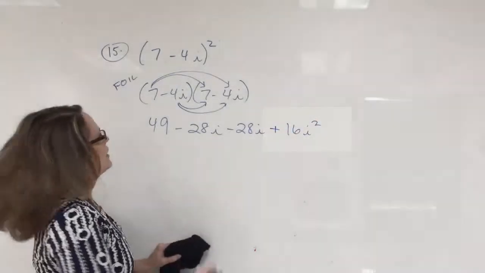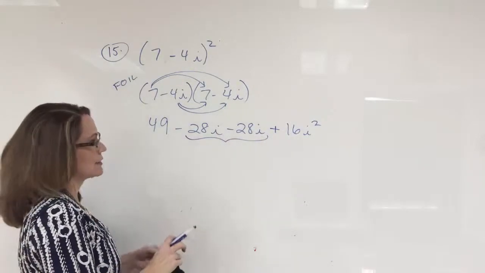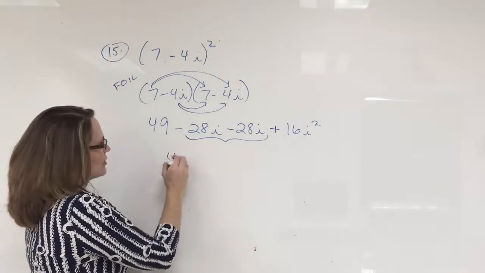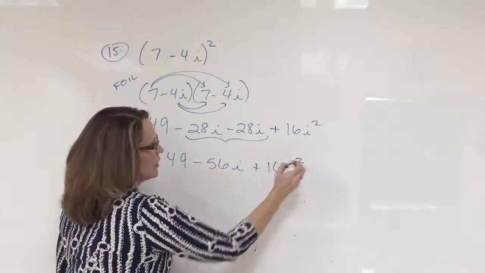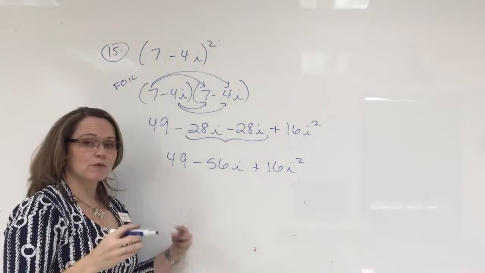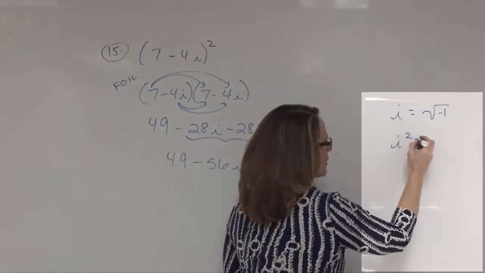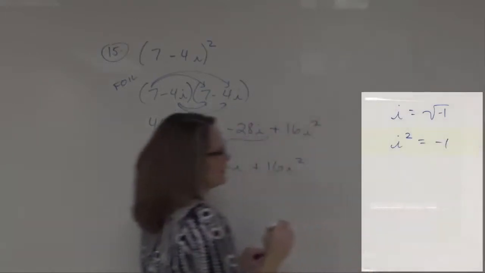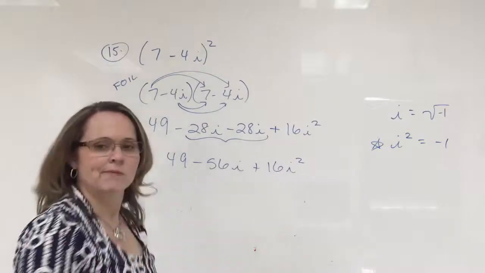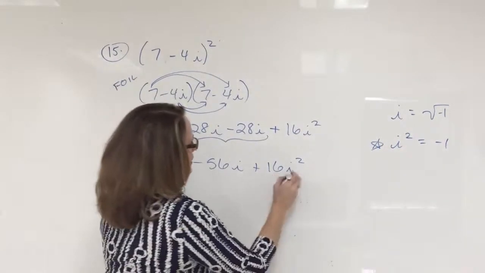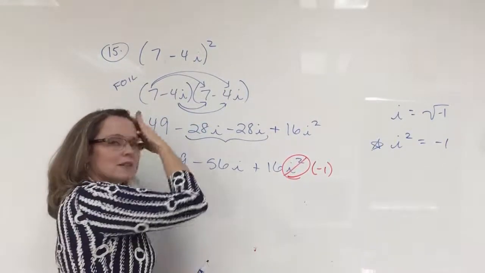So be careful there. When we do FOIL, we do quite often see that the middle two terms can be combined, and in this case we do find that. We can say 49 minus 56i plus 16i squared. We do have definitions for i that help us move this a little bit farther. We know that i is the square root of negative 1, and we also know that i squared is negative 1. Now this little definition is a helpful piece for us because we know that where the i squared is, we can replace that with its equivalency. We know that i squared is the same as a negative 1.